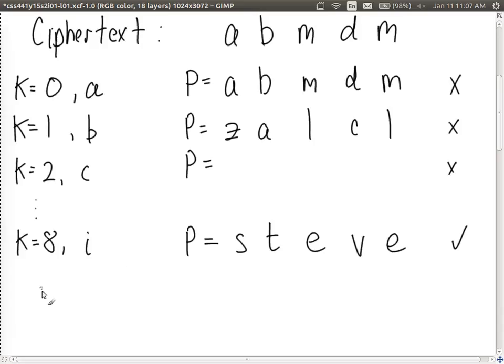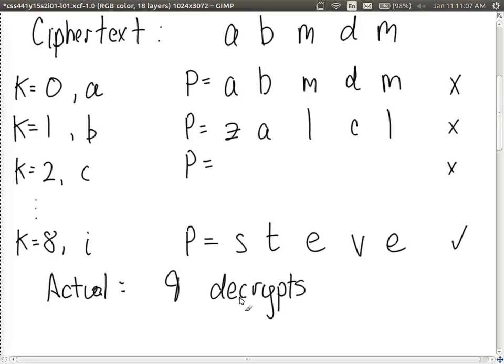In this example, the actual attempts, we had 9 decrypts. That is, the attacker decrypted the ciphertext 9 times before they got something they recognized.